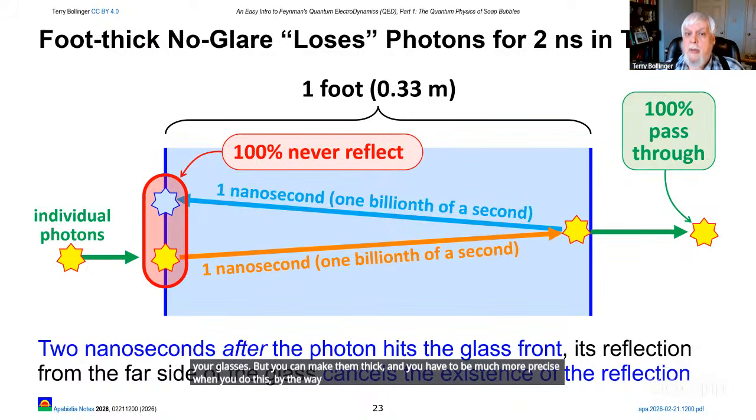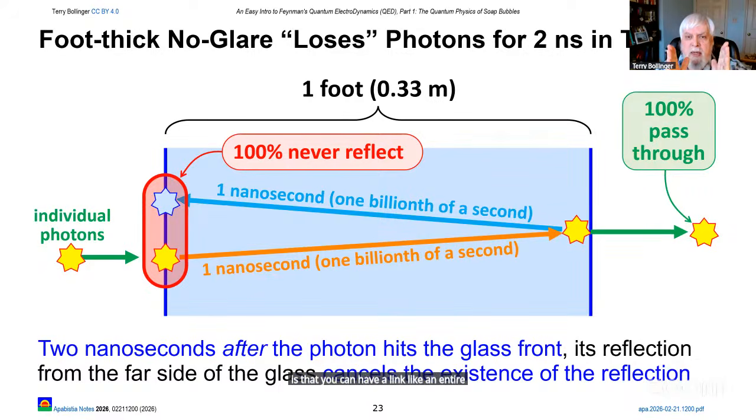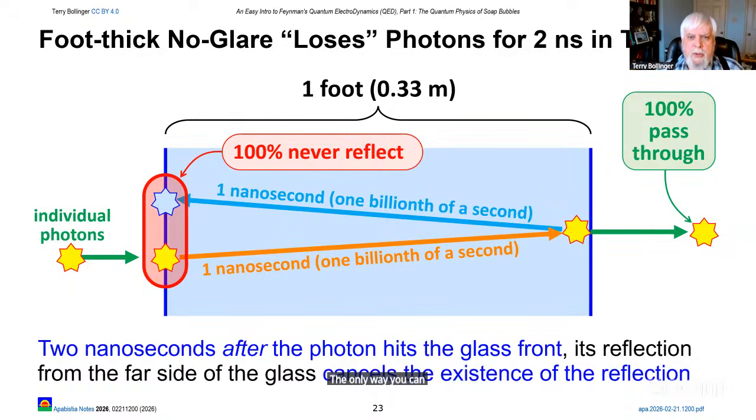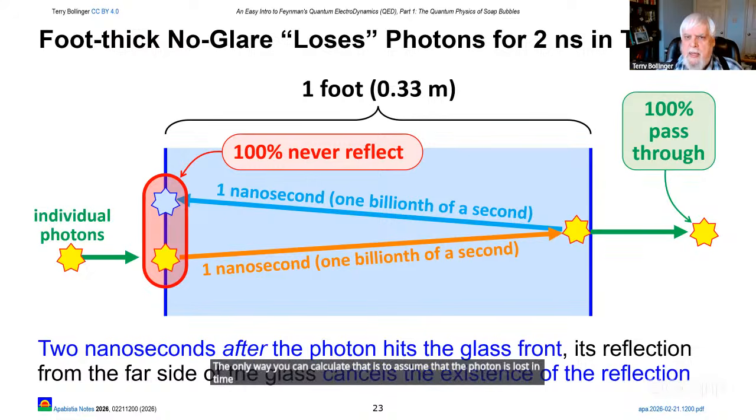This is not an easy thing to do, but it absolutely is doable and has been done many times, is that you can have a length like an entire foot, which conveniently is almost exactly 1 nanosecond of light travel time. It'll actually be a little slower in the glass. But you can have that 1 foot, and you can have the same interference effect so that photons are guaranteed not to glare, that they'll go through the entire thing with 100% certainty. The only way you can calculate that is to assume that the photon is lost in time for about 2 nanoseconds.